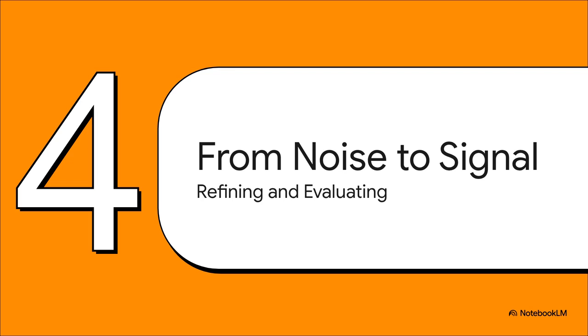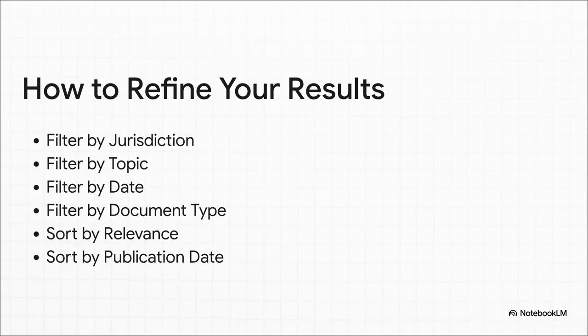Okay, so your smart search just gave you hundreds, maybe thousands of results. How in the world do you find the signal in all that noise? Well, it's time to refine and evaluate. Every good database has these amazing filters built right in. You can slice and dice your results by jurisdiction, by topic, by date range, or even by the type of document. And don't forget to play around with the sort function.